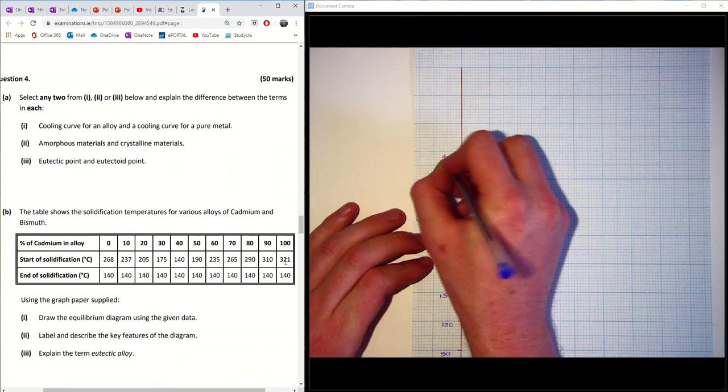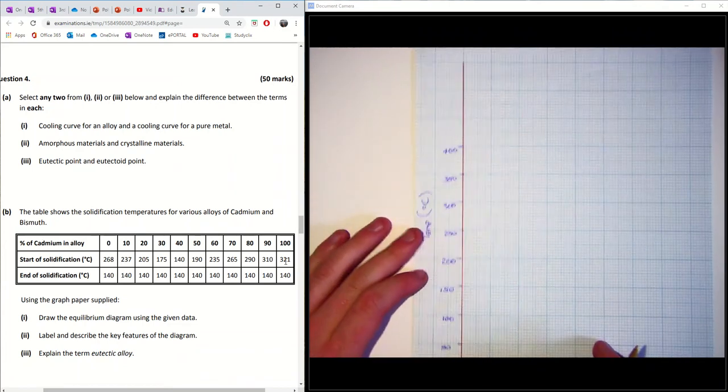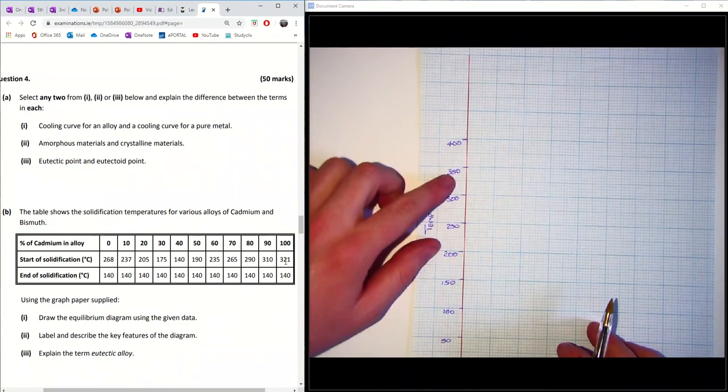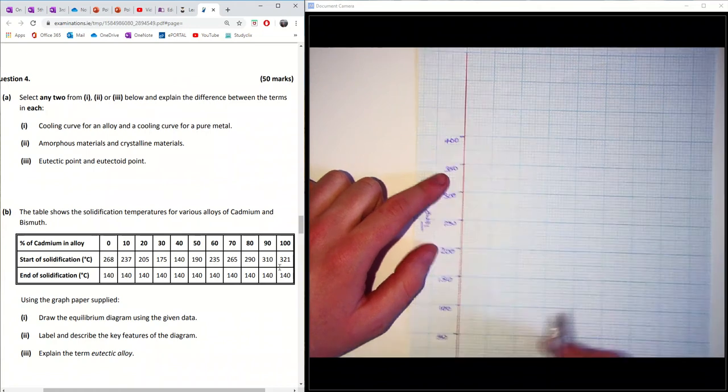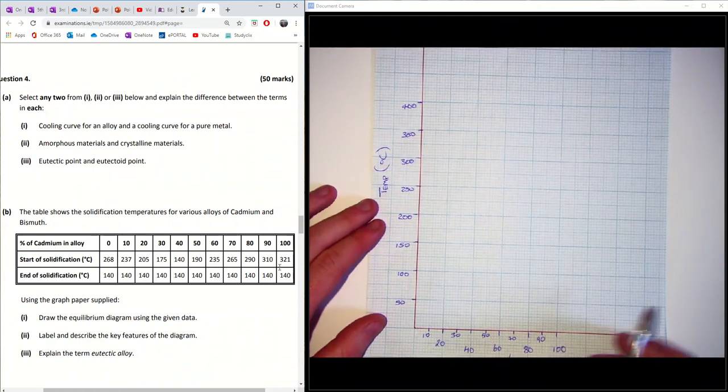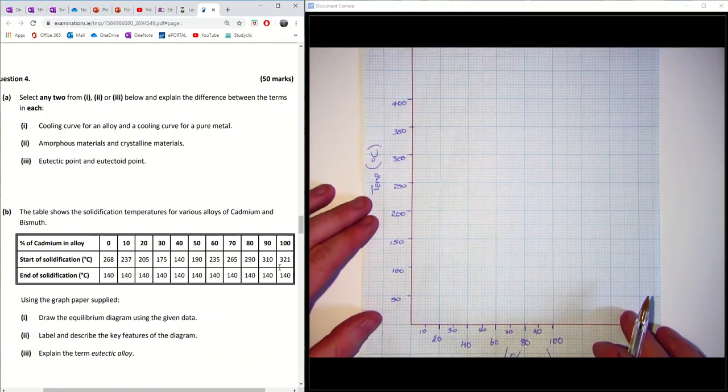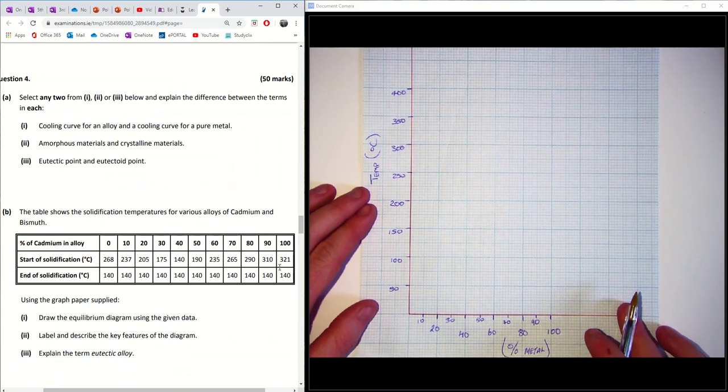Okay. I'll stop at 400. The reason I'm stopping at 400, I actually could have stopped at 350 if I wanted to, because we know that the highest value is 321, so I don't have to go any higher than that in my graph. Okay, so that's my axis. That's all my graph and axis set up.